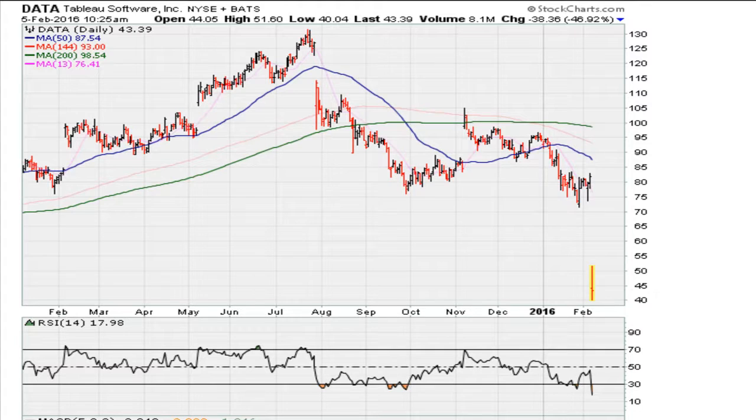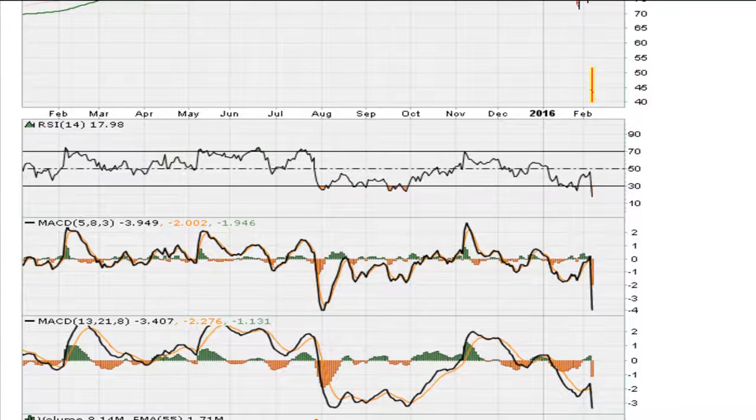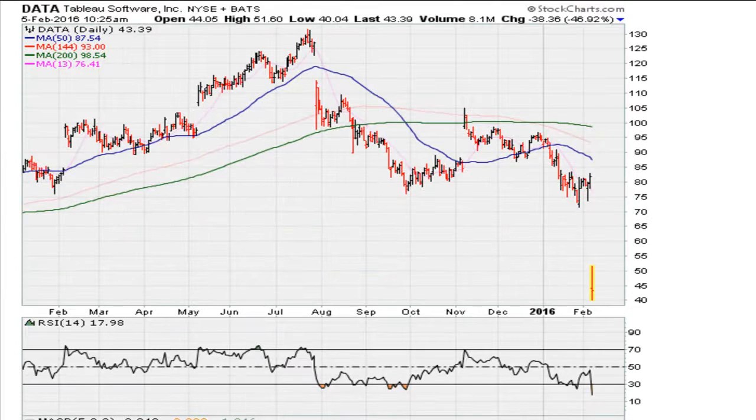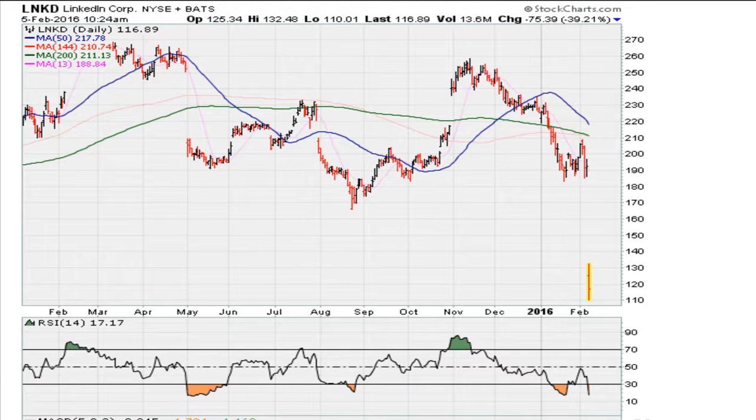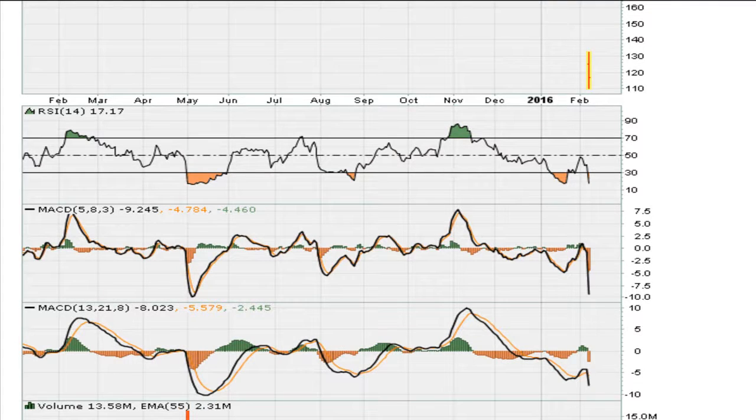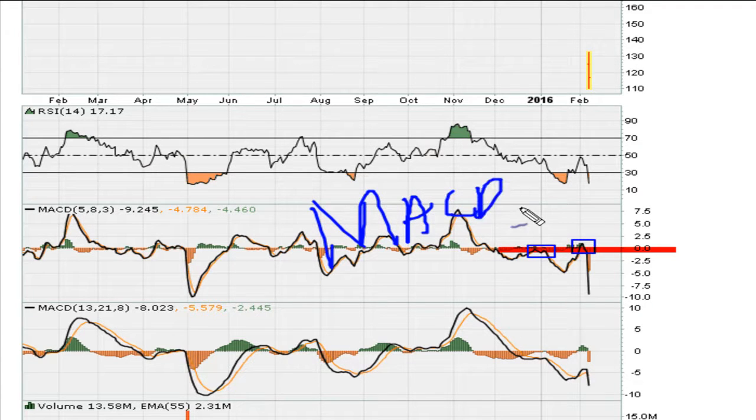Also, you'll notice that on DATA, as of right now, on the MACDs, you can see there was uniform rejection when it tried to move above 0, and also here, uniform rejection coming into late December. Let's take a look at LinkedIn, and for LinkedIn on the MACDs you've got a similar analysis. You got rejection when it tried to move above the 0 line on the MACD, and again here. So the MACDs were showing rejection on both occasions.